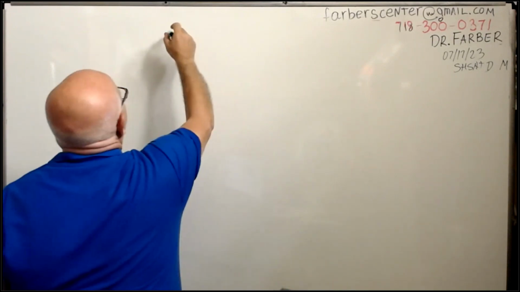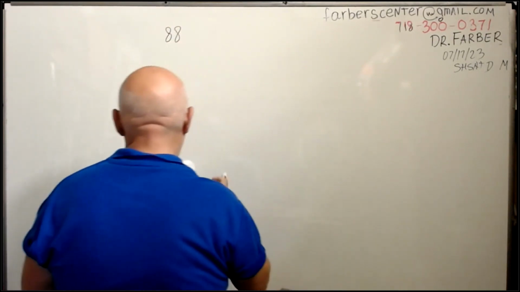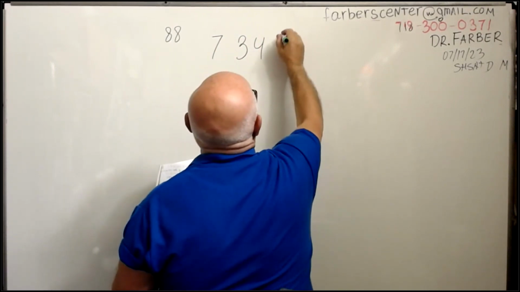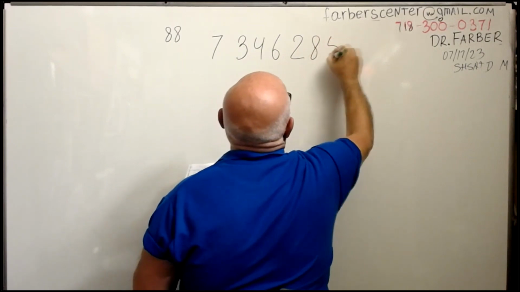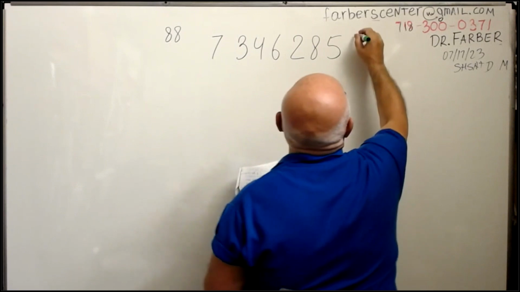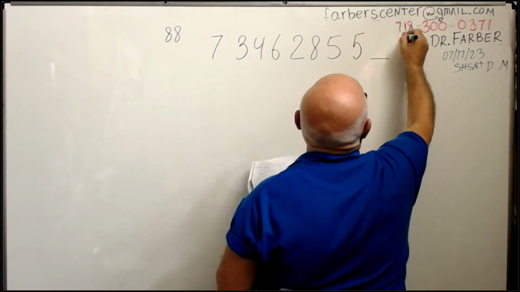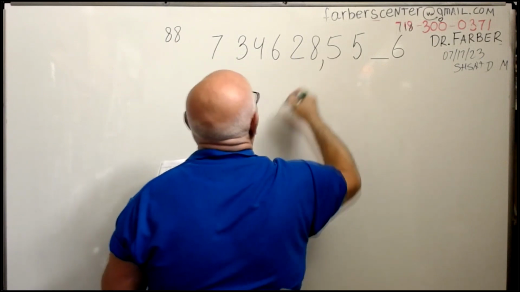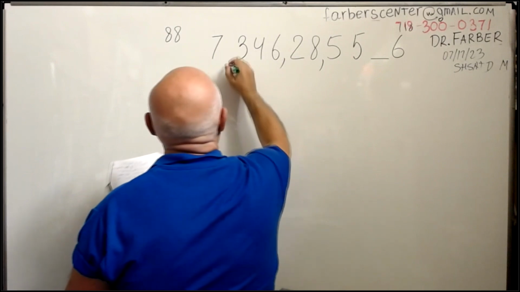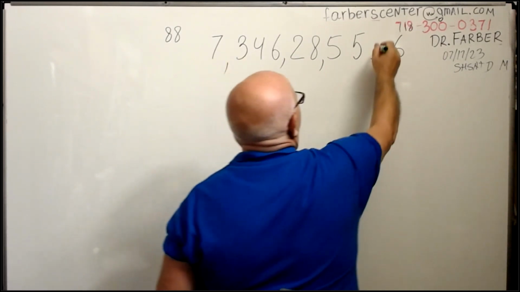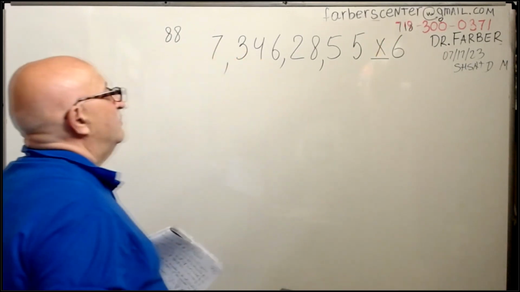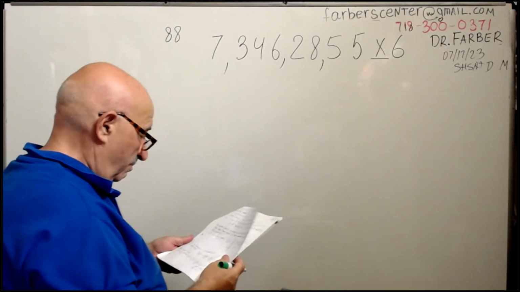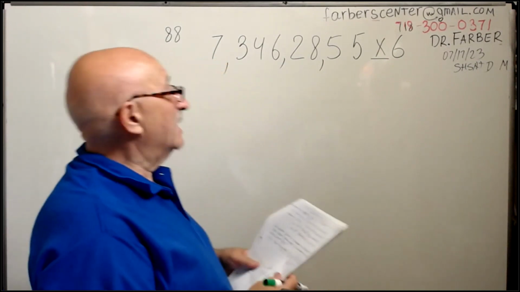Let me write what we have. At 88, we have 7, 3, 4, 6, 2, 8, 5, 5, blank, and 6. And they put delimiters to make it easy to read this. Delimiter here, delimiter here, and delimiter here. So this number is blank. We don't know what we have here, x. But what we know is the number is divisible by 3 and divisible by 4. Okay, and they ask you to find x.